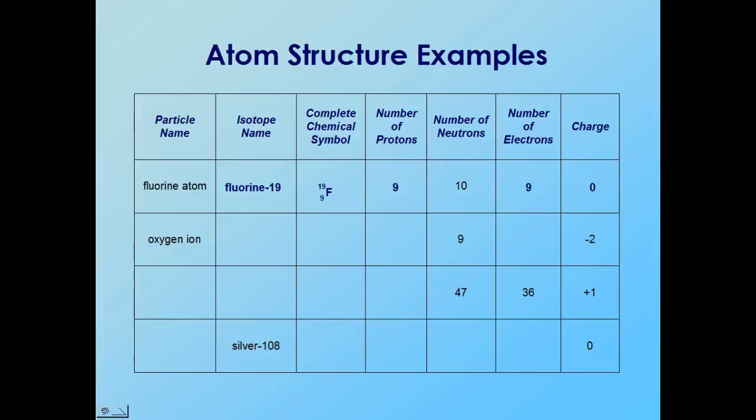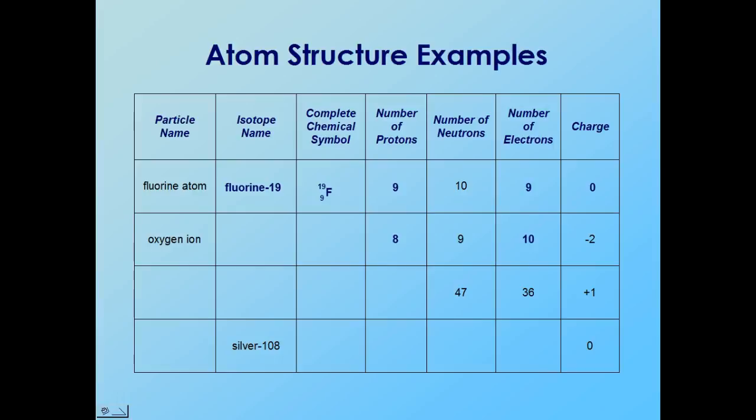So our second example is an oxygen ion. You are told it has 9 neutrons and a charge of -2. By knowing that it's oxygen, I can go to the periodic table and find its protons, 8. It has a negative charge, which means it has more electrons than protons by 2. So if it started with 8 protons, it must have 10 electrons.